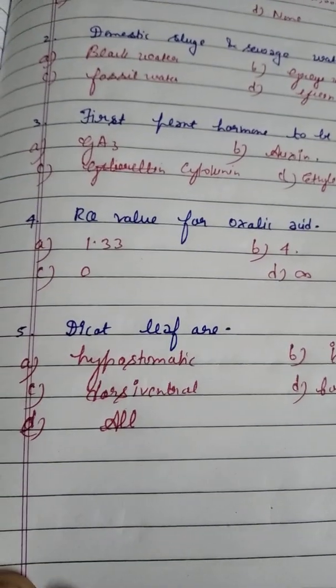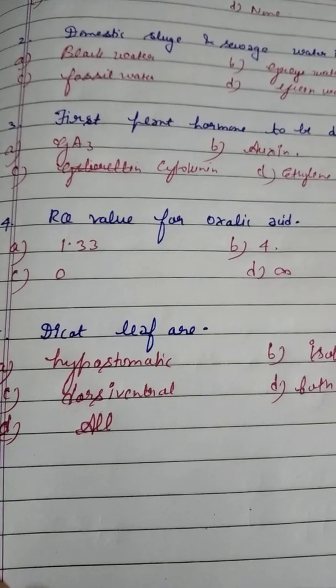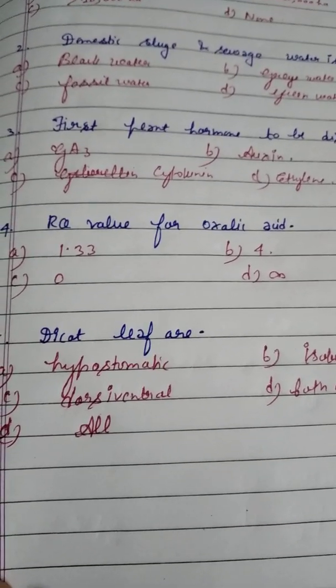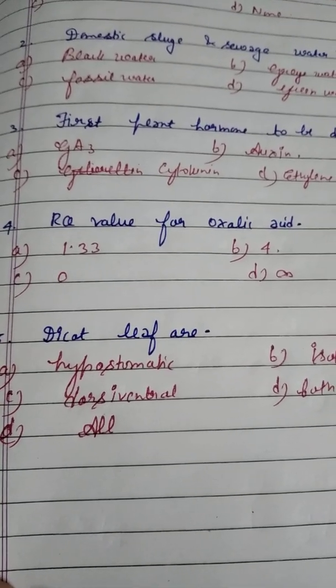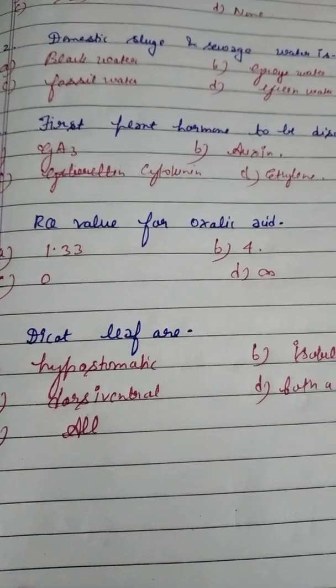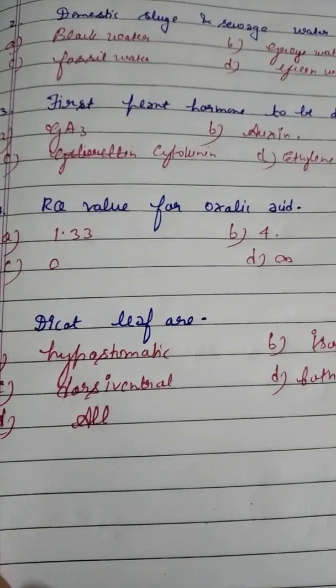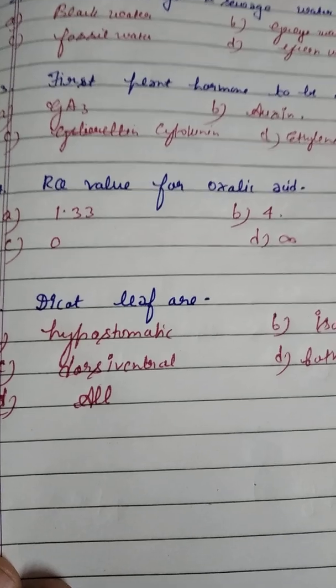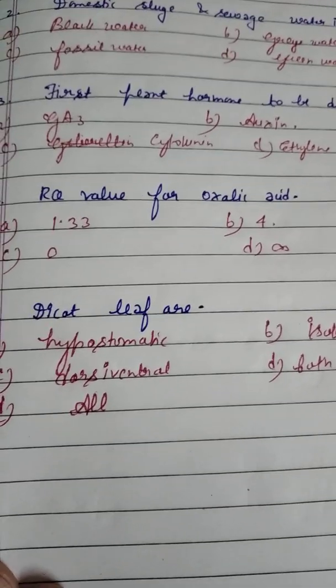Student, see question number 4. RQ for oxalic acid. RQ value, student, I already told you in previous lectures. RQ value is respiratory quotient. So it is asking you the respiratory quotient value for oxalic acid. Option A 1.33, option B 4, option C 0, option D infinity. You have to tell what is the RQ value of oxalic acid.